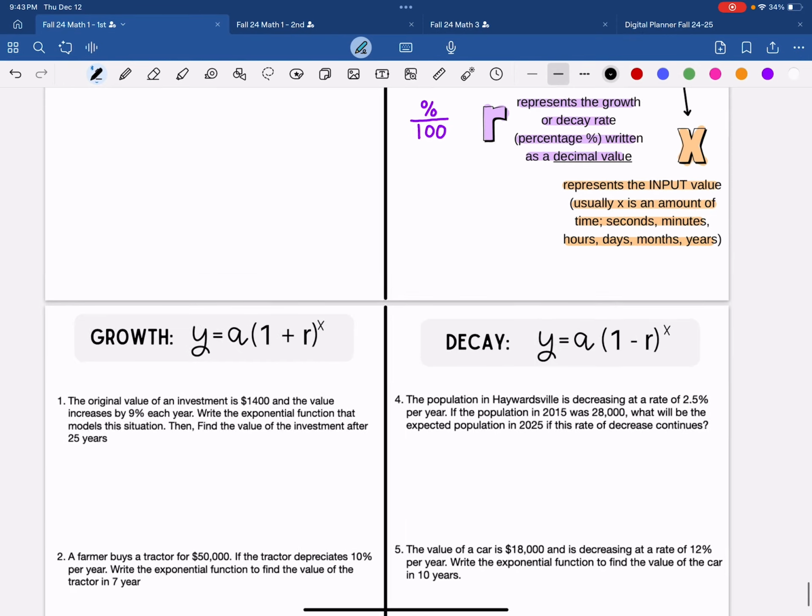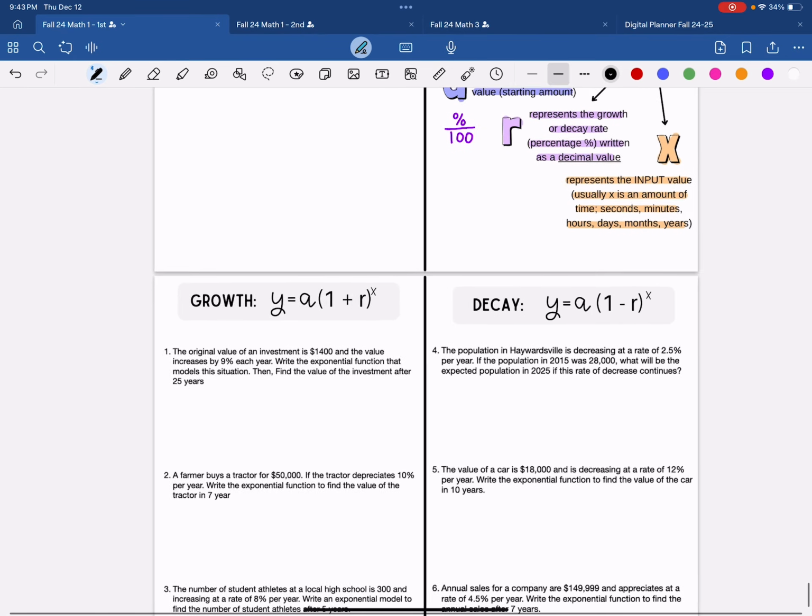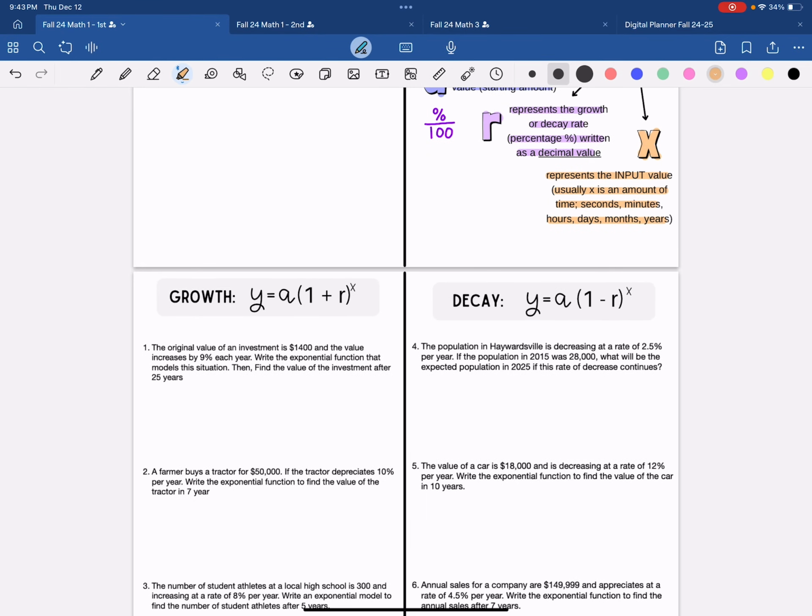All right, so just to make sure we have a comparison here, we're going to be looking at our A value. Every problem that we read, we're going to identify our A value. Okay, we're going to identify whether it's growth or decay. There are going to be key words that tell us whether it's growth or decay. We got to find those to know which formula we're going to use.